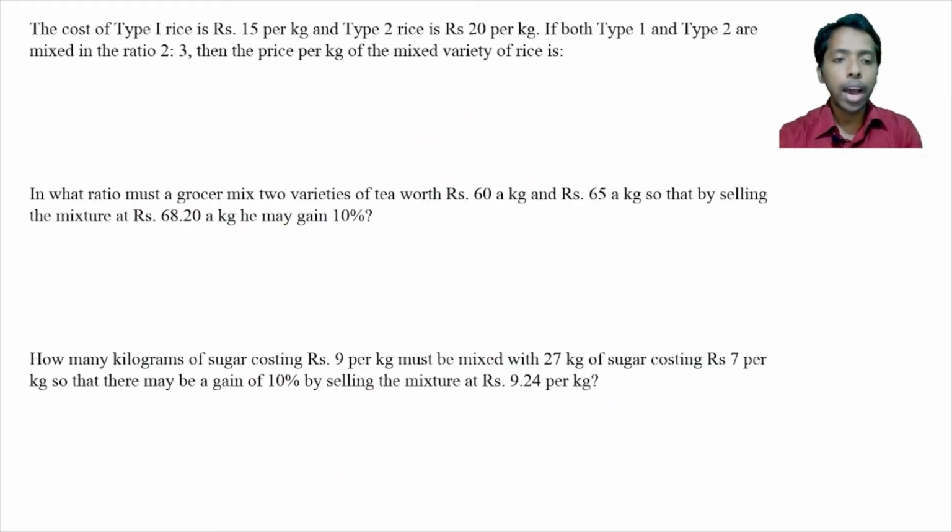The cost of type 1 rice is 15 per kg and type 2 rice is 20 per kg, right? Two types of rice there. Now, if both type 1 and type 2 are mixed in the ratio 2:3, then what is the price per kg of the mixed variety of rice?